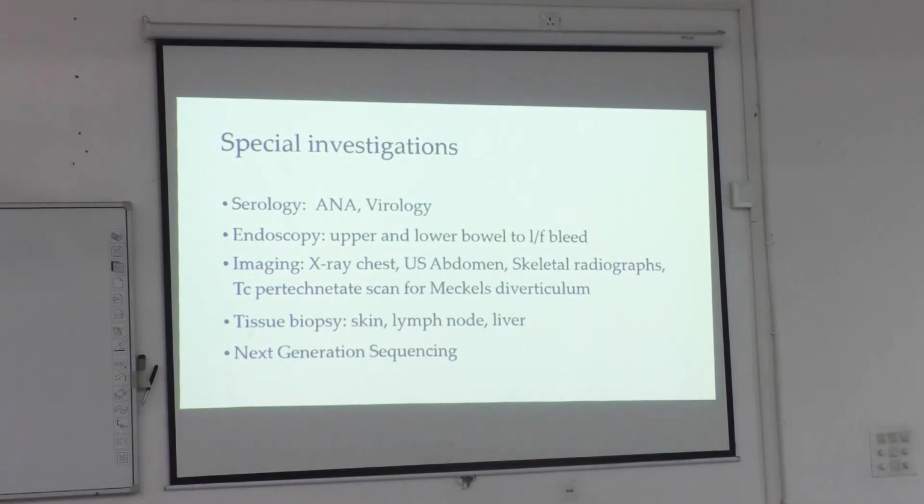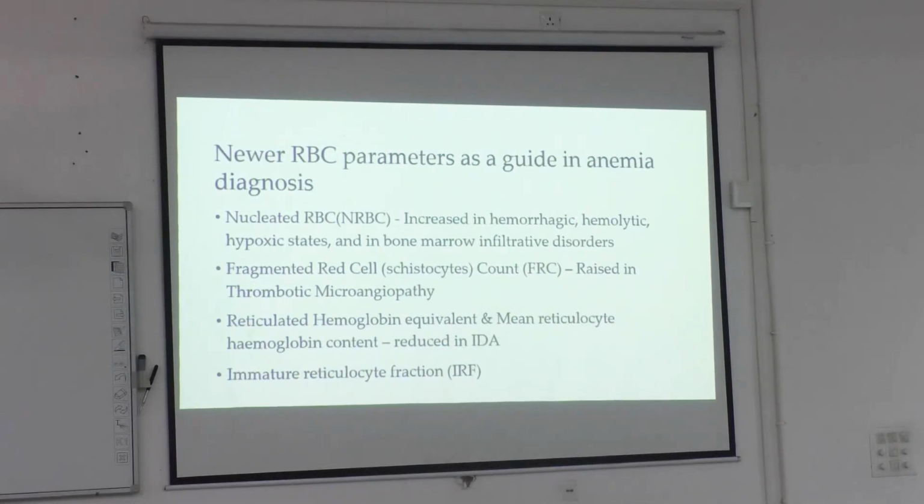Special investigation, in case of autoimmune hemolytic anemia, you go for ANA, other virological tests if necessary. Endoscopy may be needed if you think of chronic GI blood loss, say for colonoscopy or upper GI endoscopy, whatever might be. Imaging, well, US abdomen skeletal radiographs are needed for Fanconi's anemia and these things, malnutrition, these things. Tissue biopsy needed for conditions, and NGS at the very late stage.